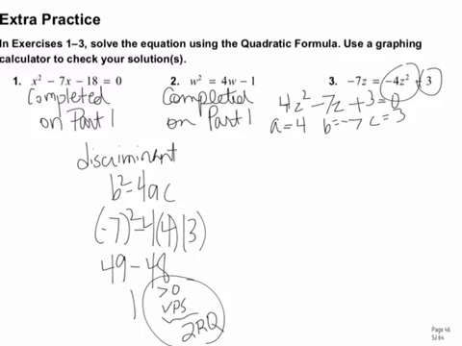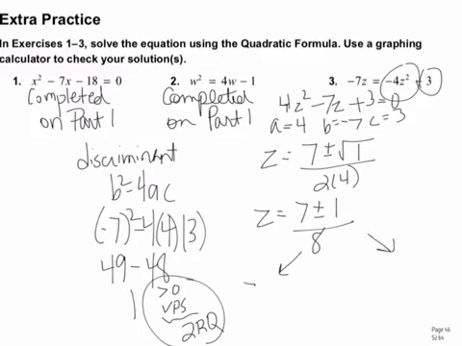So as I do the quadratic formula, z equals negative b plus or minus the square root of b squared minus 4ac, all over 2 times a. So z is going to equal 7 plus or minus 1, because the square root of 1 is 1, over 8. I'm going to have 2 answers.